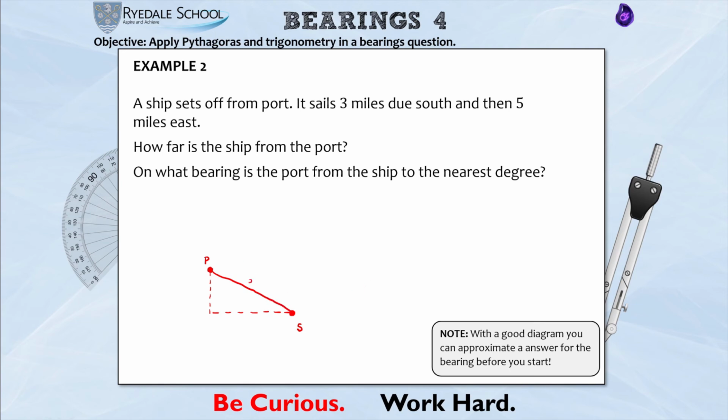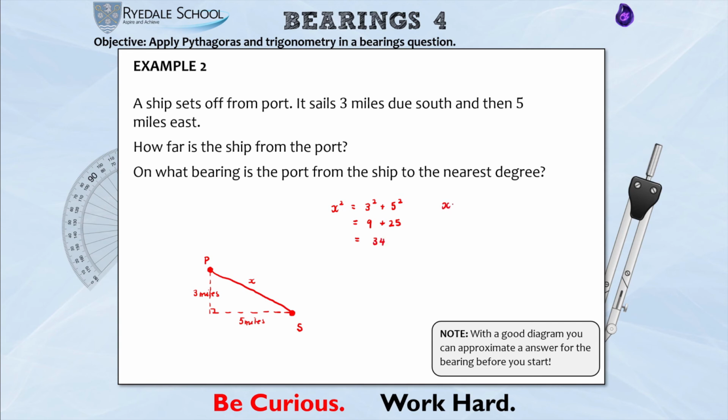Now the first part of the question says, how far is the ship from the port? Well, if I label the sides of my triangle 3 miles and 5 miles, you will see that that is just a Pythagoras question. So let's quickly do that. X squared is the longest side, so it's going to be an addition. It's 3 squared plus 5 squared. So that is 9 plus 25, which is 34.